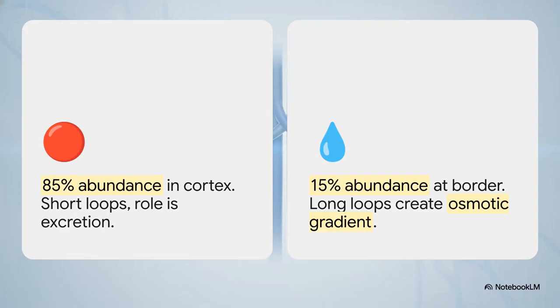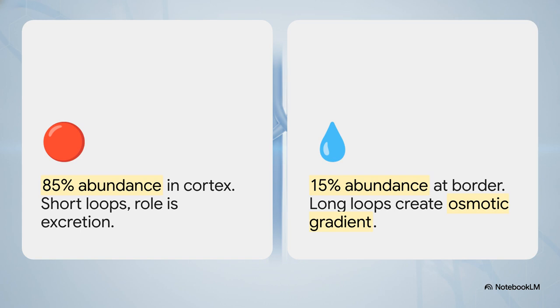Now, it's really important to know that not all nephrons are exactly the same because their structure totally dictates their function. The vast majority of them, about 85%, are cortical nephrons. Just like it sounds, they live mostly out in the outer cortex of the kidney, and they have these fairly short loops of Henle. Their main gig is reabsorbing nutrients and excreting waste. But the other 15% are your juxtamedullary nephrons.